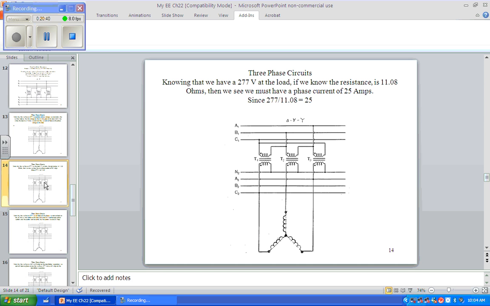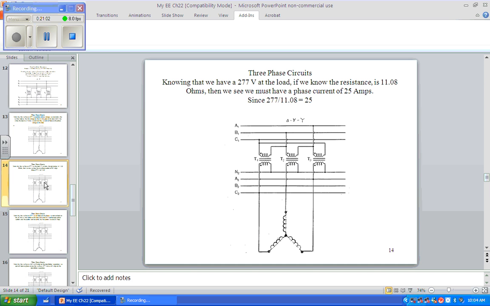So these must be some kind of loads other than the motor, but this is just an example, so we just want to keep it nice and simple. If we have a resistance of 11.08 ohms across each phase, we can see that we'll have a phase current of 25 amps. Can everybody see that?